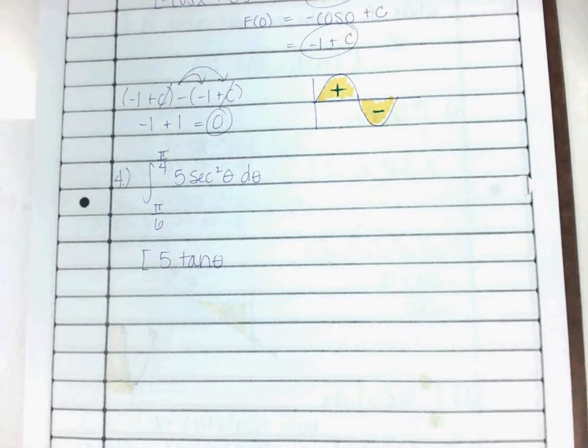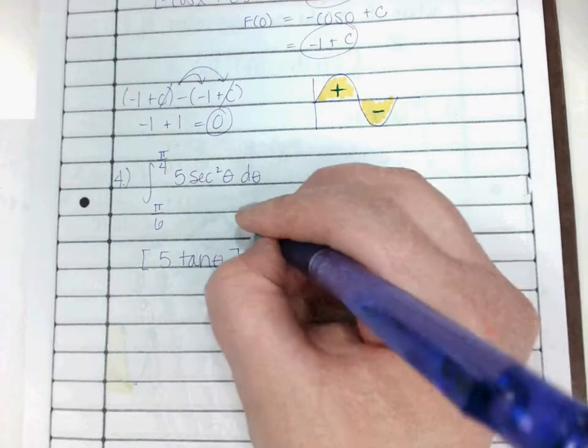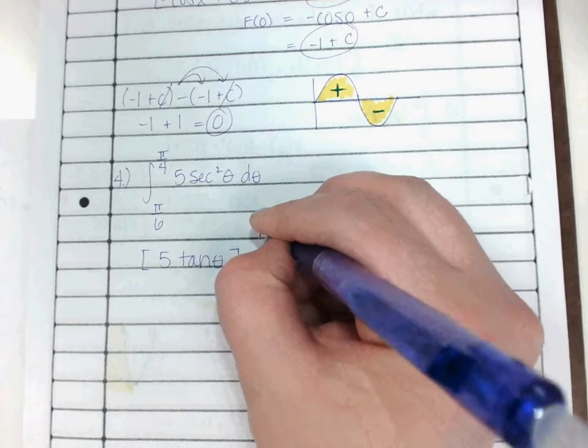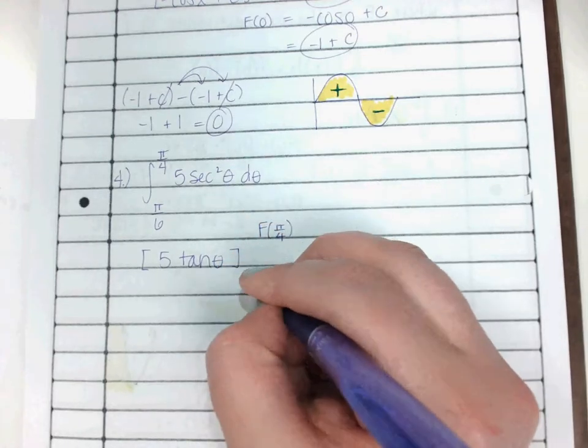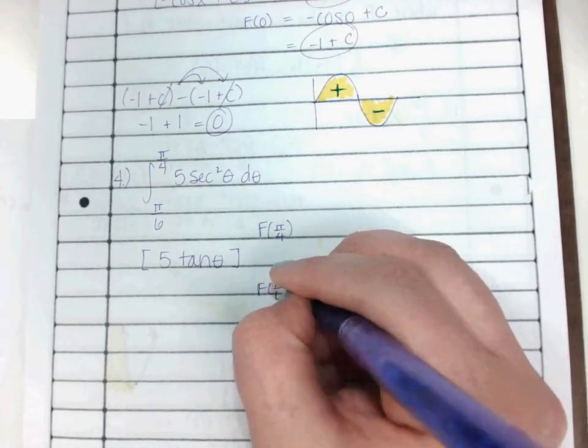Yes, there's a plus C. But I don't care about the C, because no one cares. So we want f of pi/4, then we want f of pi/6.